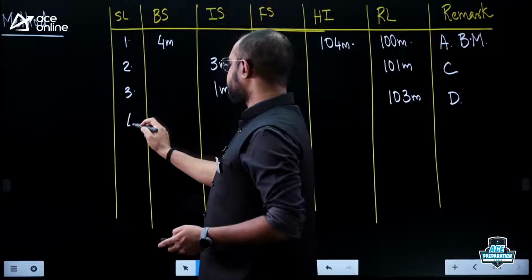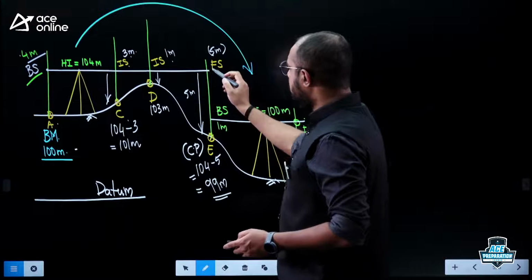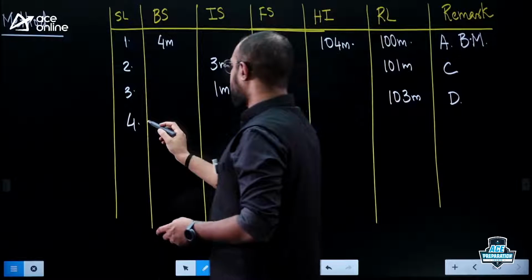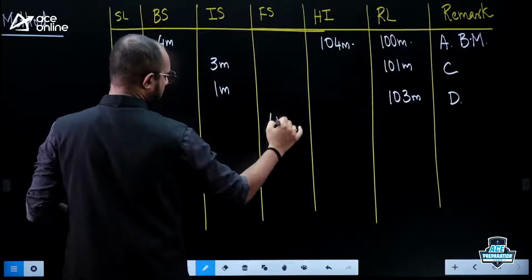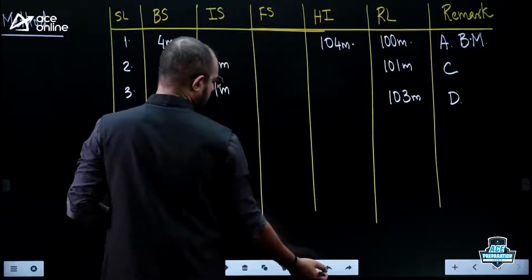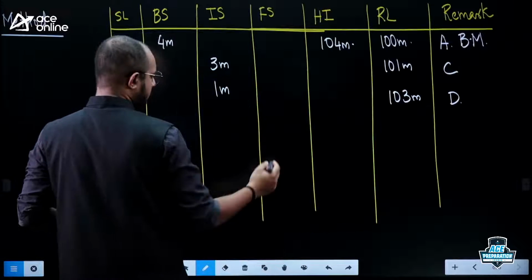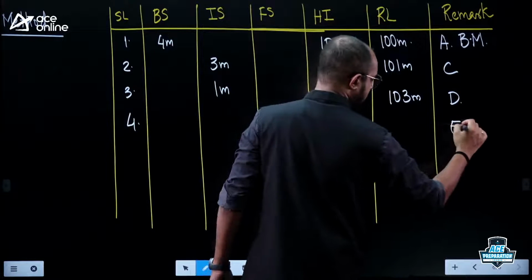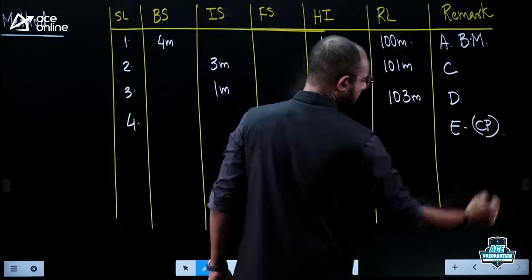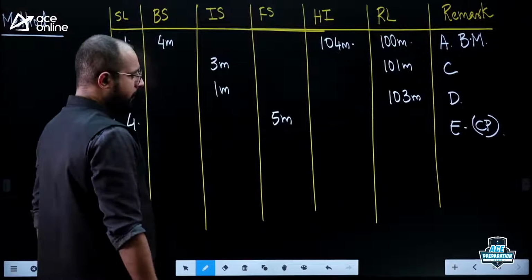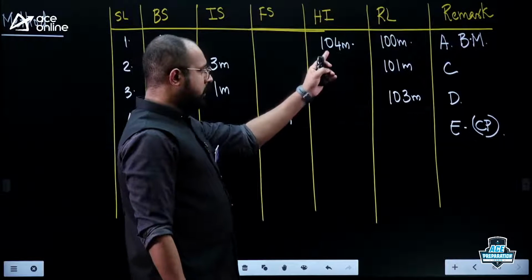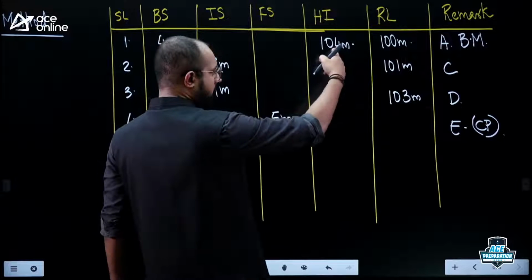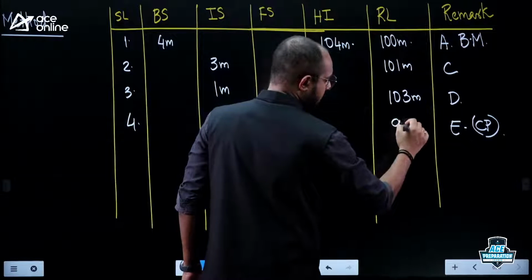What is my fourth entry? My fourth reading is nothing but a foresight reading of 5 meter upon the point E. So let me write down. The fourth reading is a foresight reading of how much? I think I got it as 5 meter. Yes, foresight reading of 5 meter. Height of the instrument is the same. Where am I taking it? I am taking it upon E. What is this point E? It is nothing but the change point. Now tell me, if the height of the instrument is 104 and the foresight reading is 5 meter, what is the reduced level of the change point? 104 minus 5, you will get it as 99 meter.